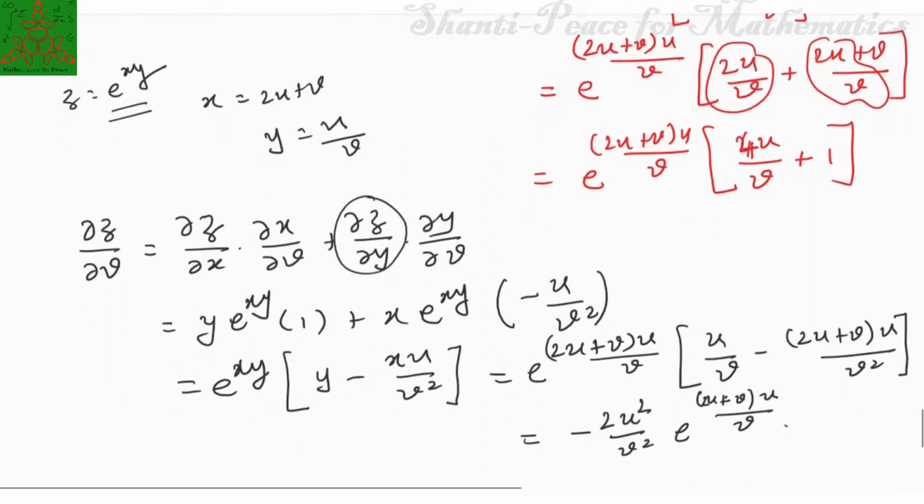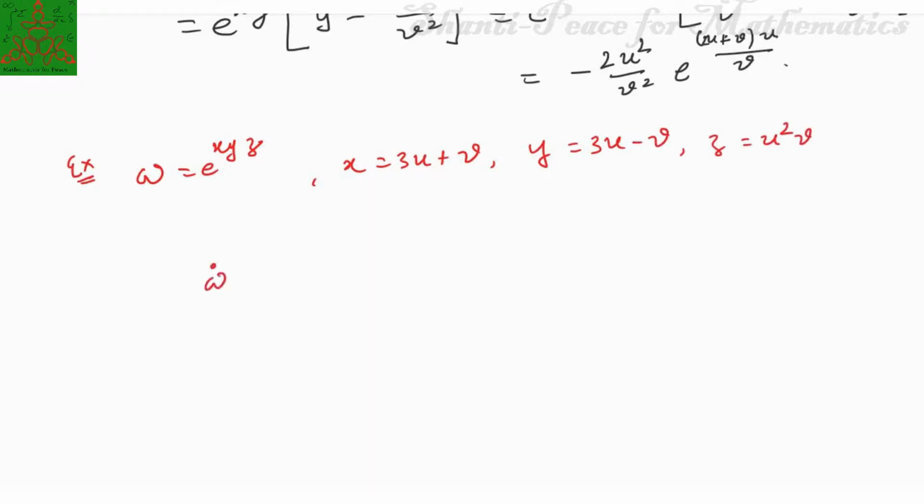Let's have another example. Given that w is e power xyz, here w is a function of three variables, x equals 3u plus v, y equals 3u minus v, and z equals u square v. So w is a function of three variables, that is x, y, z. As I already told you, whenever a partial derivative example is there, the first thing is to plot the tree diagram. So this w is a function of three variables, and x, y, z are functions of u, v according to the given situation.